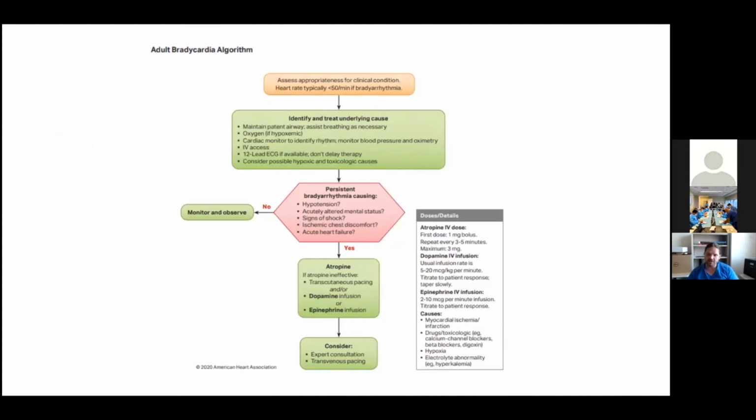So going through the adult bradycardia algorithm, the hinge point here is also figuring out whether or not this patient is stable. We're looking for manifestations of hypotension, acutely altered mental status, any signs of shock, ischemic chest discomfort, or acute heart failure. We're going to use these to drive our decision making. The classic treatments are atropine, dopamine, epinephrine, and transcutaneous pacing. But we're going to talk a little bit about some other things we as the expert consultants may have to offer.